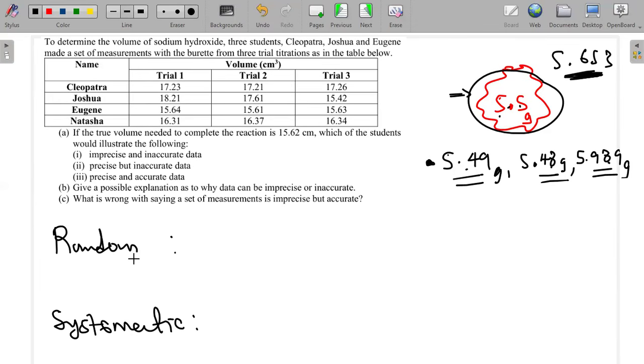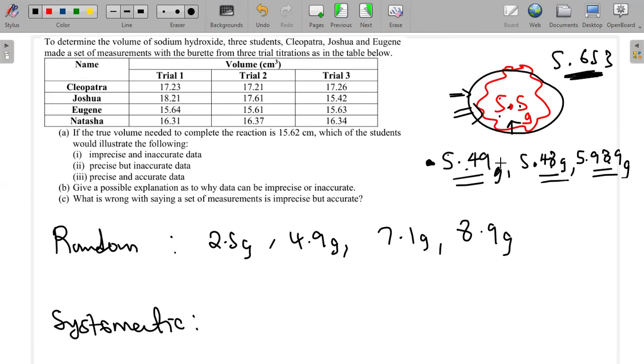Random errors are errors that happen randomly, and they vary and go in both directions. If my true measurement is 5.5, and I'm measuring this stone, and my measurements are experiencing random error, then you'd expect measurements like this. I can have 2.5 grams, and then 4.9 grams, and then 7.1 grams, and then maybe 8.9 grams. So you see in my measurements I have numbers that are greater than the true value and also numbers that are less than the true value.